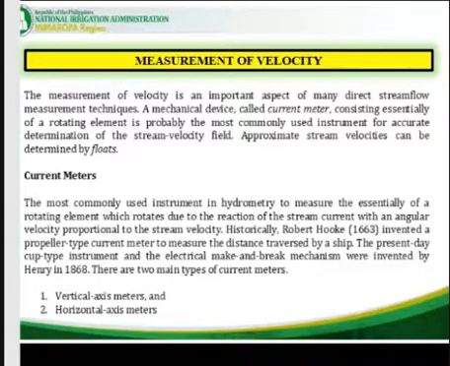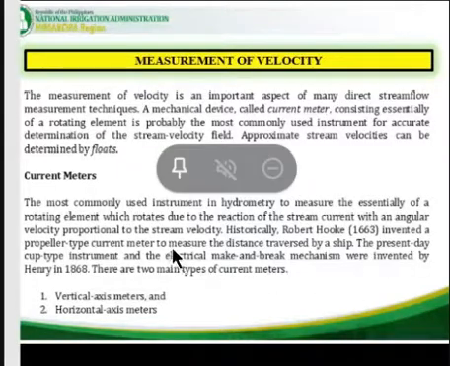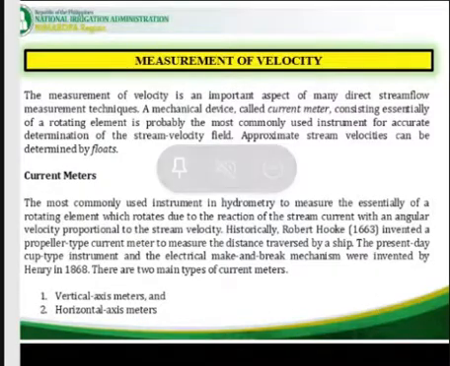Historically, Robert Hooke, in 1663, invented a propeller-type current meter to measure the distance traversed by a ship. The present-day cup-type instrument and the electrical make and break mechanisms were invented by Henry in 1868. There are two main types of current meters. The first one is the vertical axis meters and the second is the horizontal axis meters.